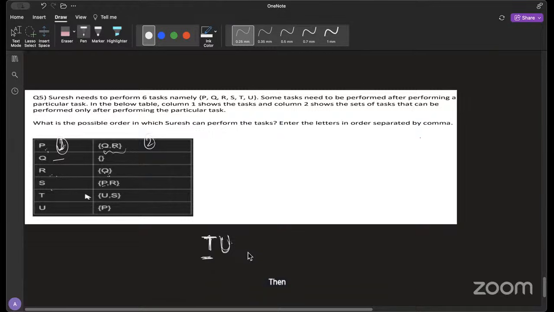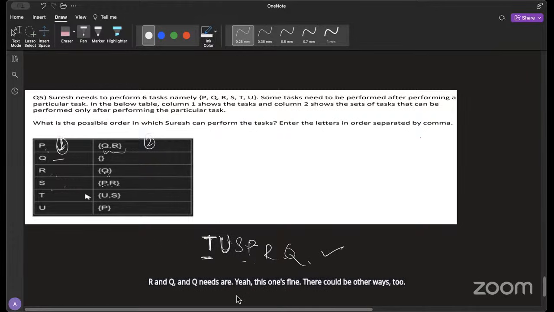Then what? S, P. S could be next. P is also fine. R, Q. R needs S and R needs P. Both of them are done. R and Q needs R. Yeah, this one's fine. There could be other ways too. You can do T, then you can take S, R.